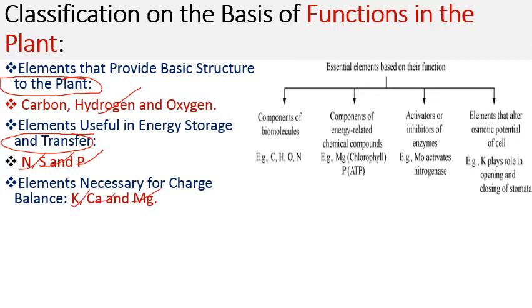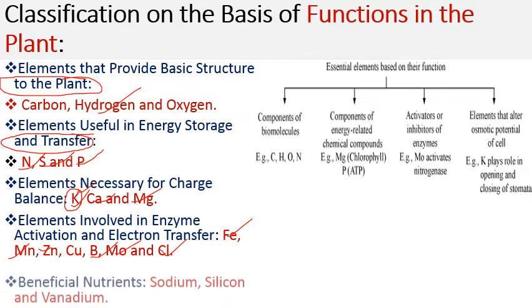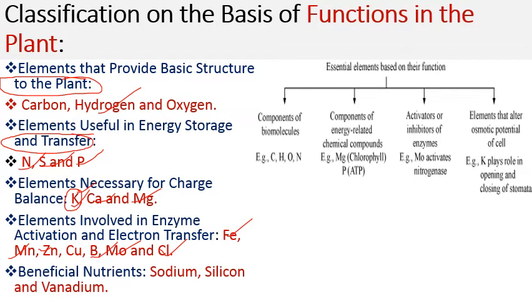Among these, potassium ion is very important, which helps in balancing the osmotic potential of the plant. It also helps in opening and closing of the stomata. Next, elements involved in enzyme activation and electron transfer, like iron, manganese, zinc, copper, boron, molybdenum, and chlorine. Next, beneficial nutrients, which include sodium, silicon, and vanadium. So these are the various elements or nutrients which play a very important role and perform a particular function in the plants.